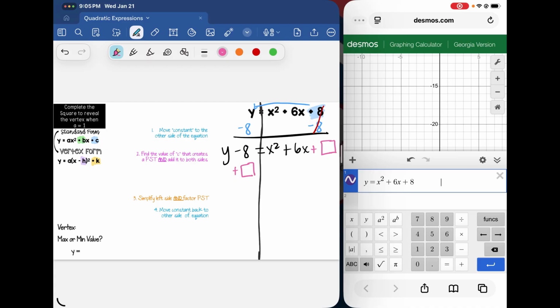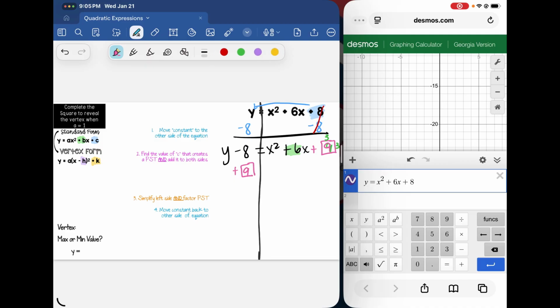All right. How? I take half of my b value. Half of a positive 6 is a positive 3. And 3 squared, aka 3 times 3, is equal to what? 9. There goes my perfect square trinomial. Whatever I do to one side, I got to do to what? The other side.